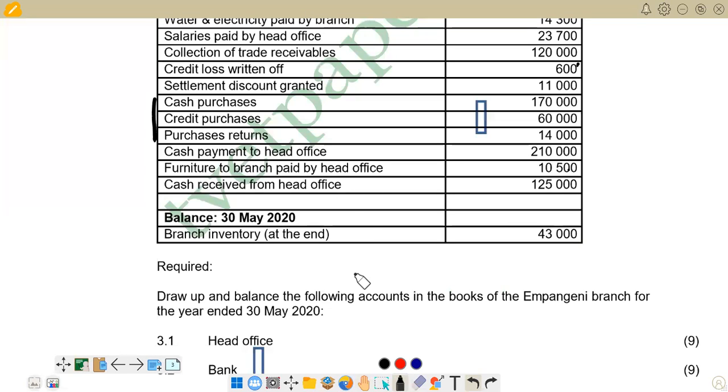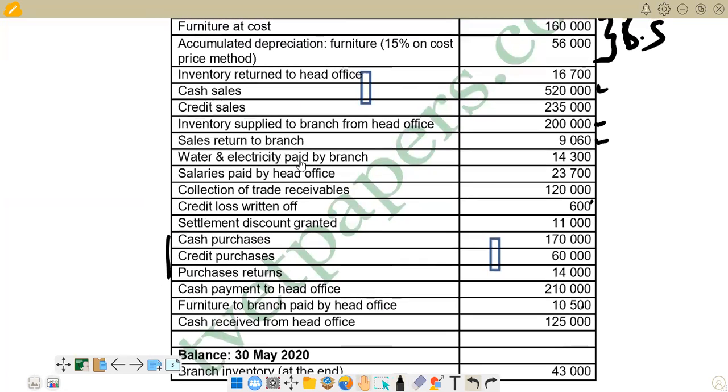Right. If you come to the question, you'll see, let's check the figures that we have. We've got inventory supplied to branch from head office. So this is the inventory that was there during the year, 200,000. And then again, during the year, we also had inventory which was returned to head office, 16,700. So what does it mean? We also have inventory that we have to add to the opening inventory: 200,000 of inventory supplied to branch from head office, and then we've got that one that was returned, 16,700.